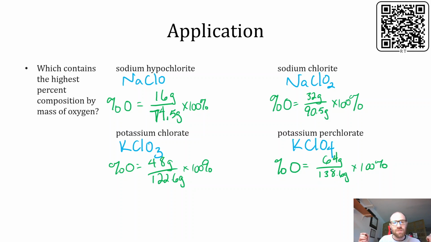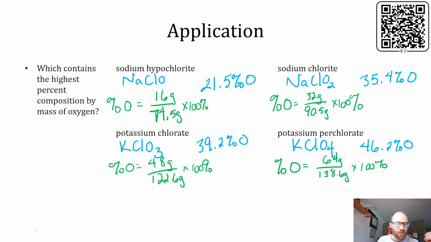And then all you have to do is calculate your answers. So our initial hypothesis was proven right. Many times it will turn out that, when you have more oxygens, the percent composition by mass of oxygen is higher. But it was good to check because you do see that between sodium chlorite and potassium chlorate, the percentages of oxygen by mass are a lot closer than you might have expected.